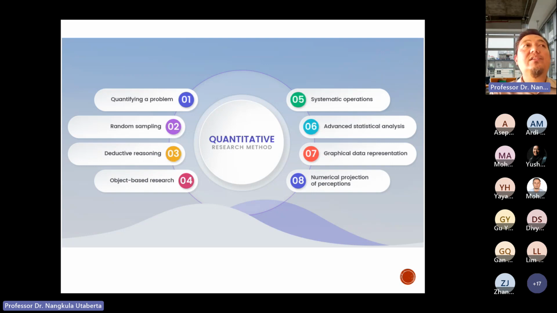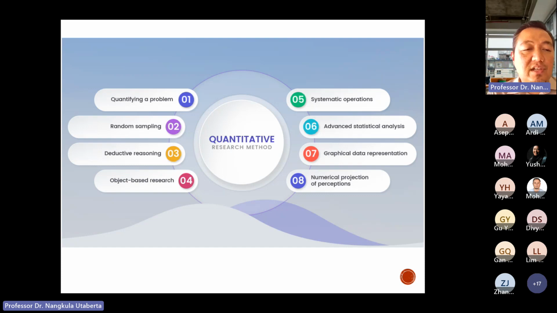Quantitative is also very important research. Sometimes you try to quantify a problem. A problem sometimes depends on quality. You try to quantify it in certain numbers so that it can be measured. And I think that's very important.